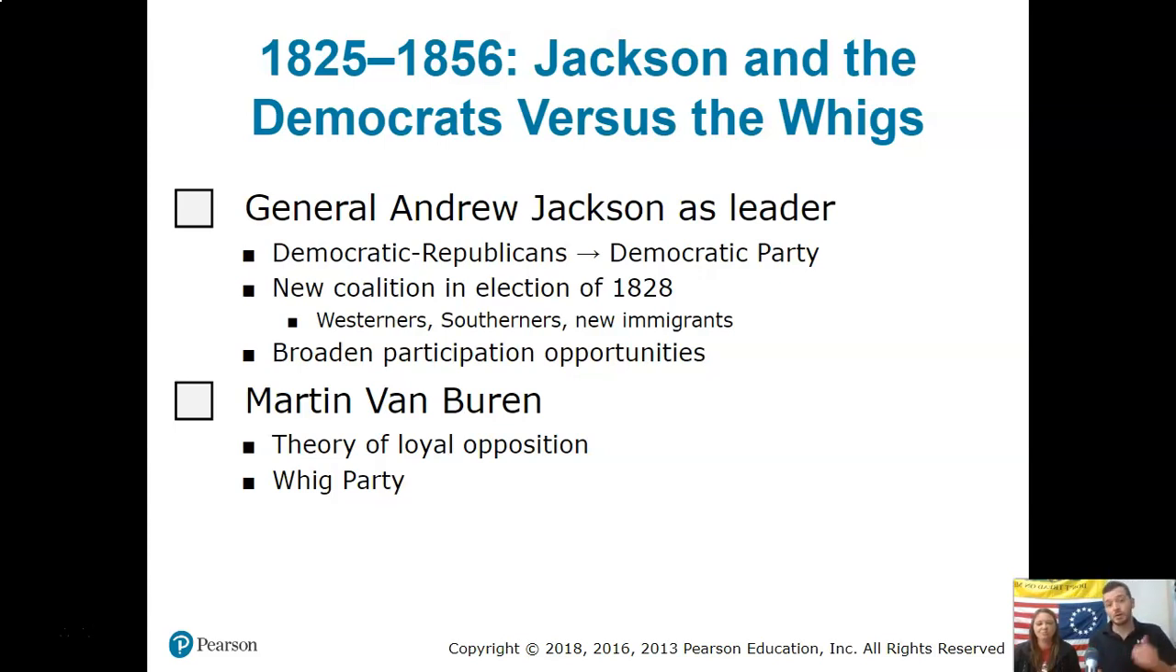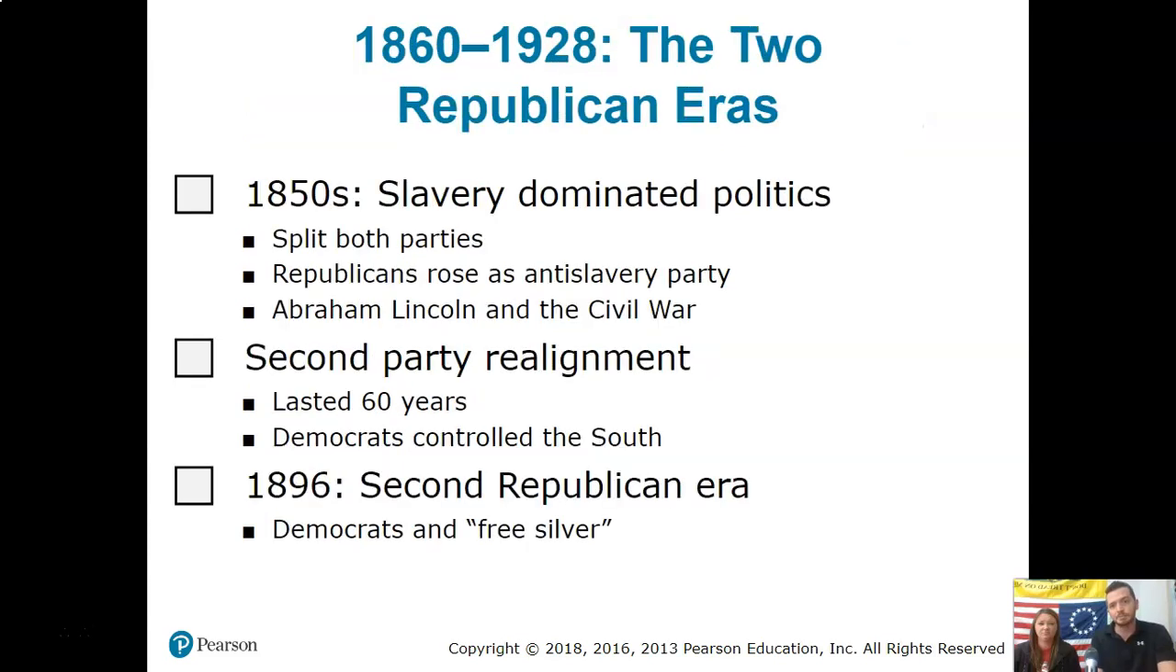which is going to change what the parties themselves have to do. Martin Van Buren is going to be the loyal opposition. He's going to be the Whig Party. Again, doesn't last very long. But I mean, he just didn't have a lot of power. The Democrats were so powerful, with Westerners, Southerners, and new immigrants. What else is there? New England? It's going to be tough to beat that.